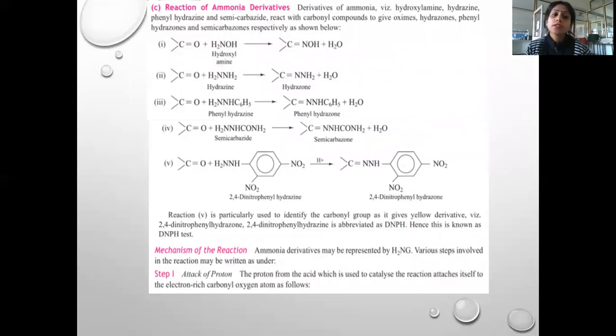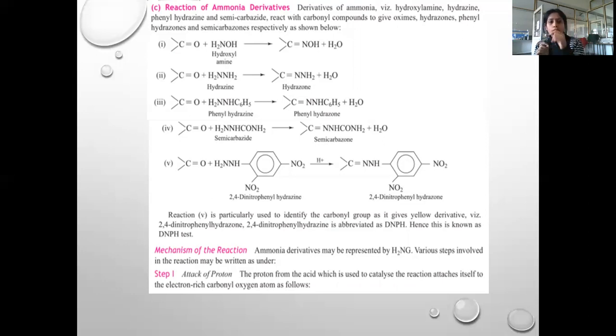Next reaction is the reaction of ammonia derivatives. There are a lot of these, four to five ammonia derivatives: hydroxylamine, hydrazine, phenylhydrazine, semicarbazide, and 2,4-DNP, that is 2,4-dinitrophenylhydrazine. When all of them react with the carbonyl group, you just have to arrange them in such a way that you keep the H2 group of the amine adjacent to the carbonyl oxygen, so that you can easily remove the H2O molecule, and then the remaining parts of both compounds you can combine together.